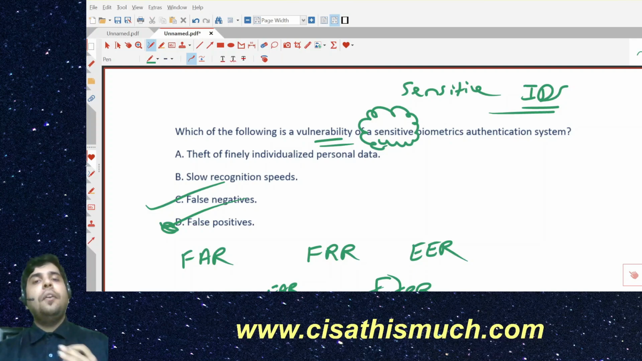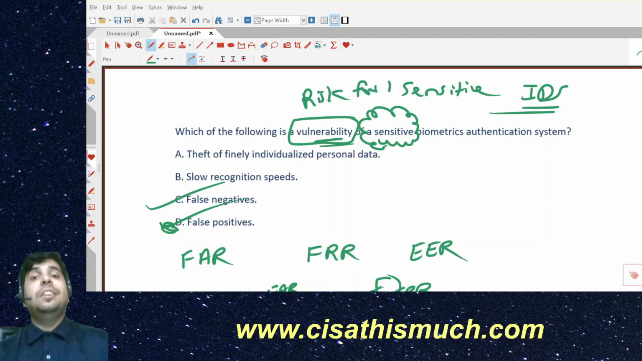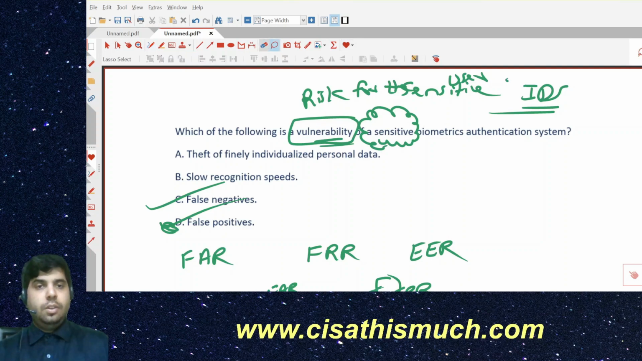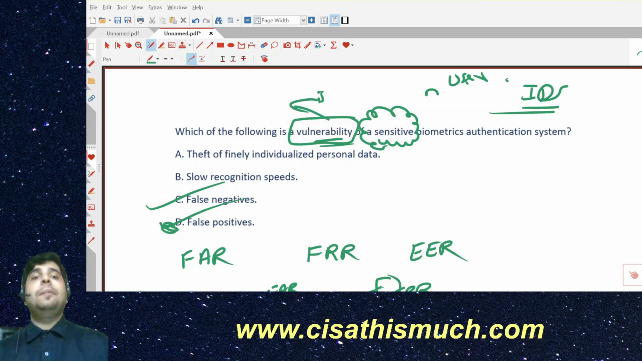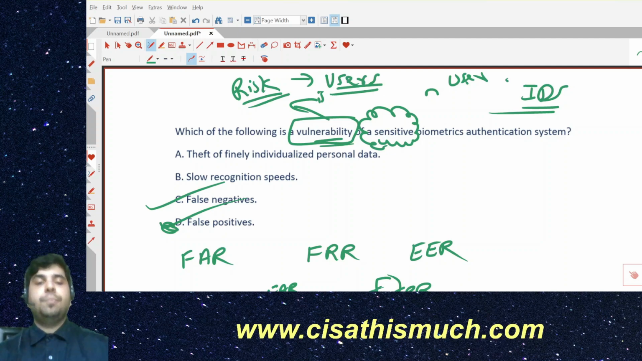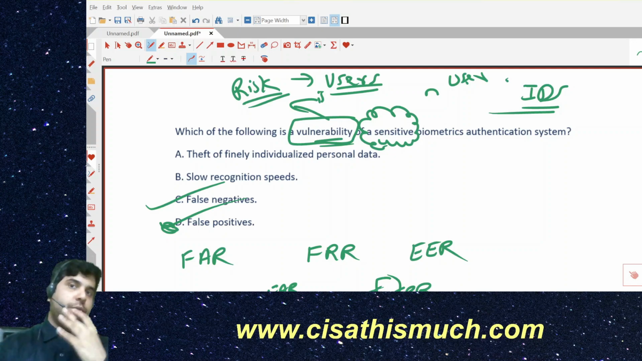Instead of the word vulnerability, they are using the word risk for the user. Everything else is the same. But instead of the word vulnerability, they are using the word risk, and they are saying risk for whom? Risk for the users. Which of the following is a risk for the users when they use a sensitive biometric authentication system? What is the risk for the user?